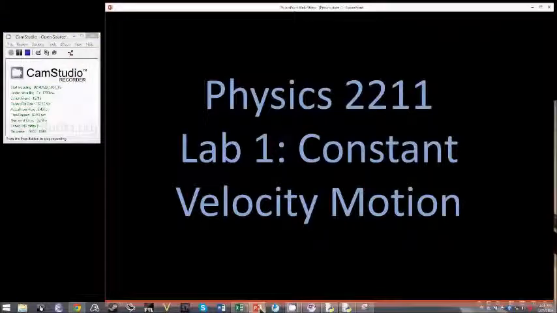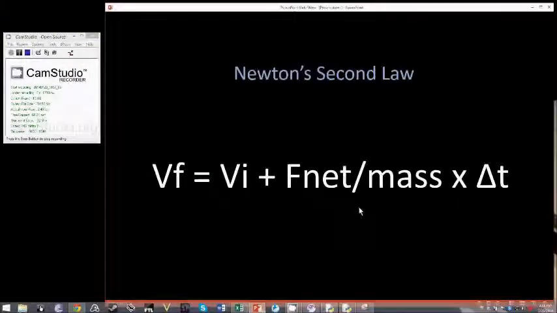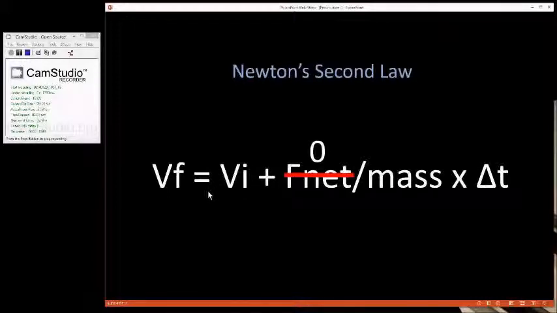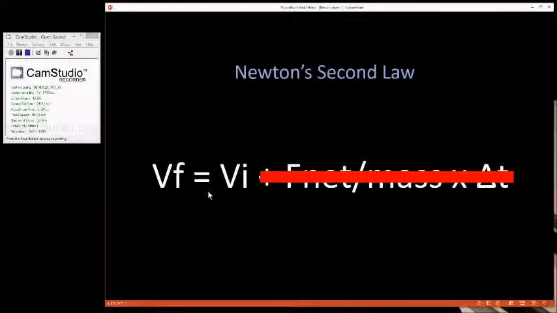The computer model portion focuses heavily on Newton's second law, which states that final velocity equals the initial velocity plus F net divided by mass times time. Now, because this is constant motion, the F net should equal 0. This makes it so that the entire right half of the equation is 0, making final velocity equal to the initial velocity.